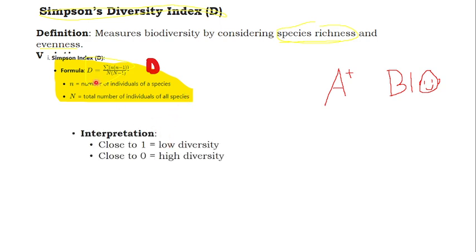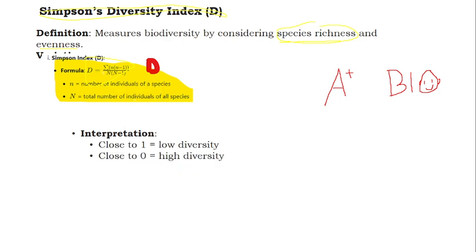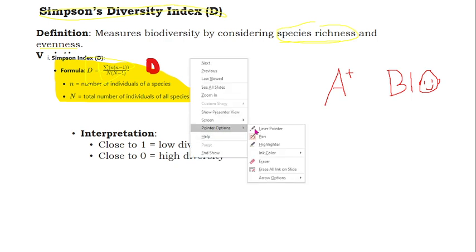By having the answer of this Simpson index, we are going to make an interpretation. But here there is a mistake. Sorry for the mistake, let me change. This formula usually does not look like this. Usually the formula is 1 minus all of this. It is not just all of this.